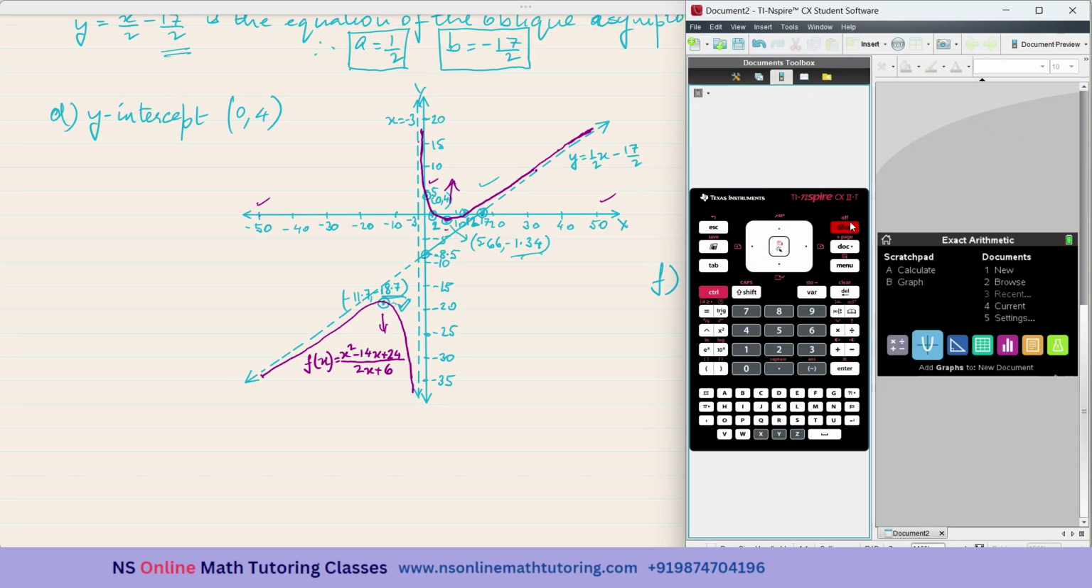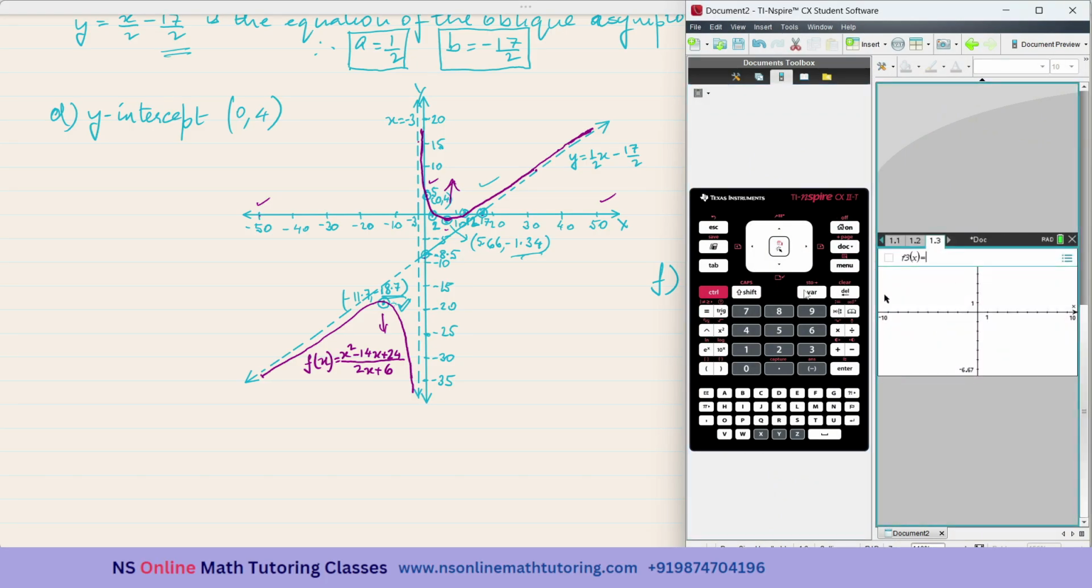Let me go to another graph. Okay, F3. Again, I have to write the expression: x squared minus 14x plus 24 over 2x plus 6. I could have taken the previous graph also, but I did not want to, as there are so many points given. That is why I am drawing a separate graph.